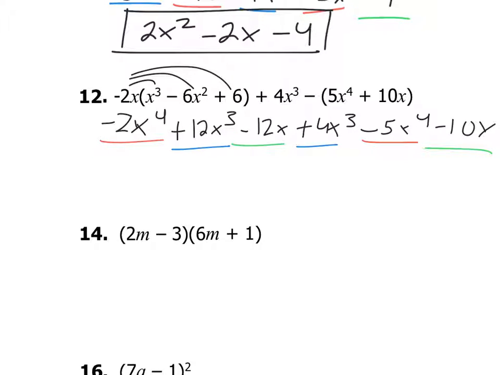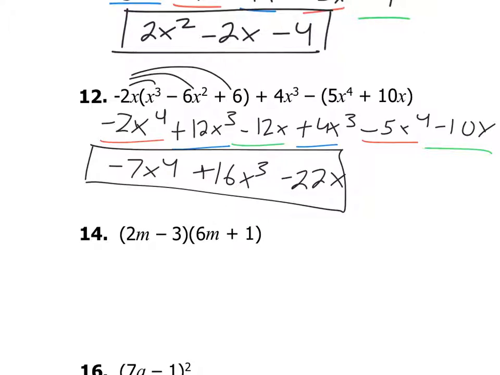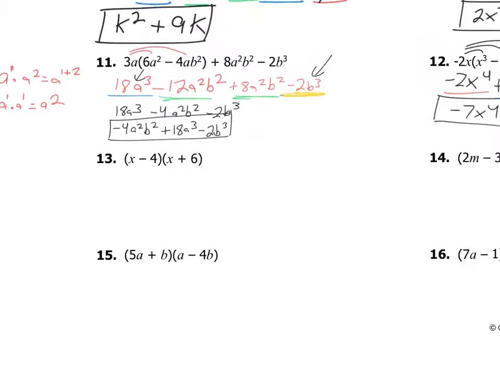And you get, well, negative 2x to the fourth minus 5x to the fourth would be negative 7x to the fourth. Then we have plus 16x cubed, and then minus 22x when we combine all those like terms. And this is already in standard form. Let's go on to 13.